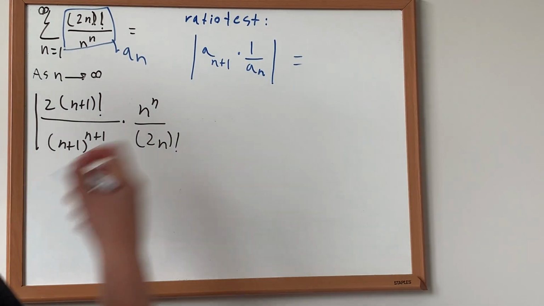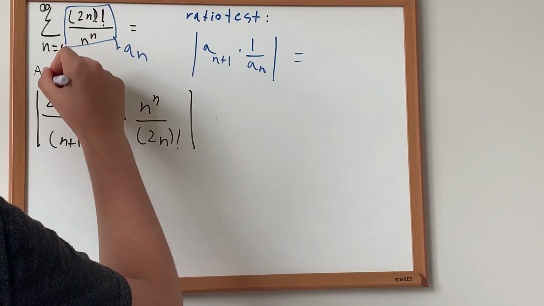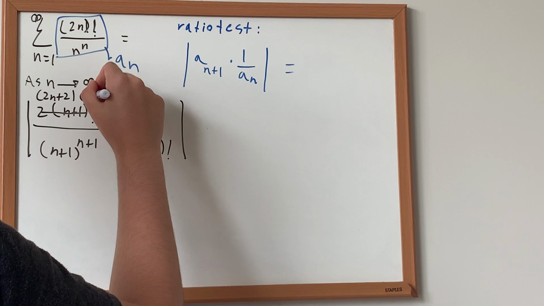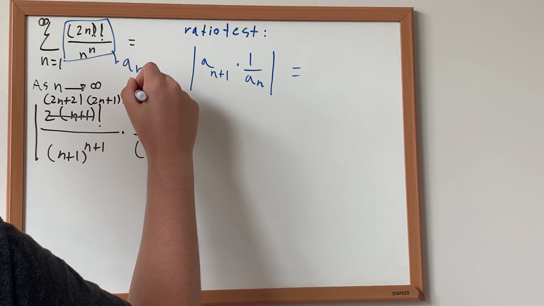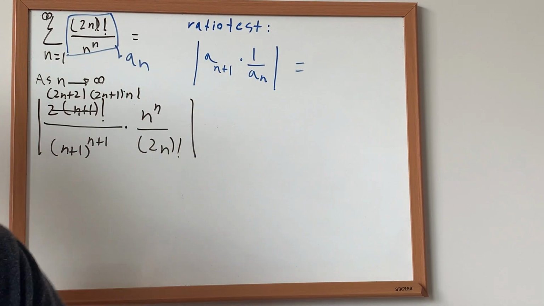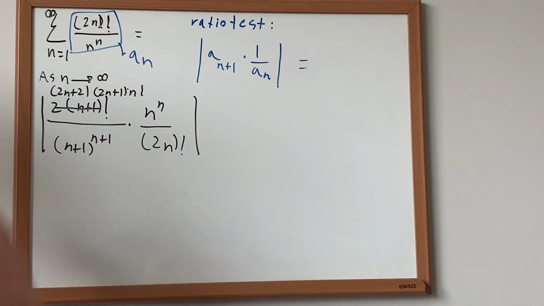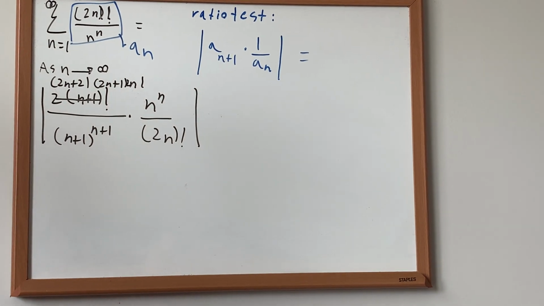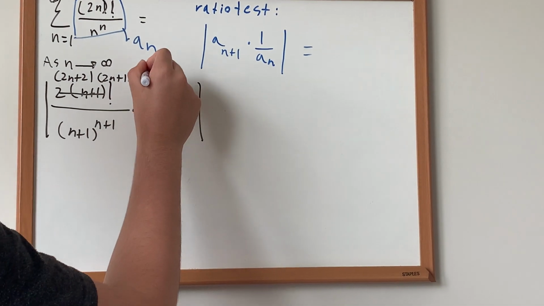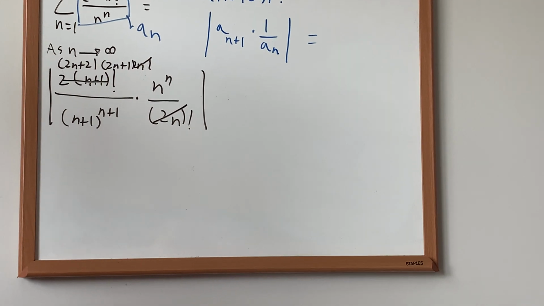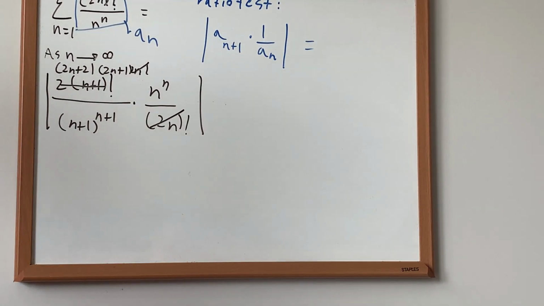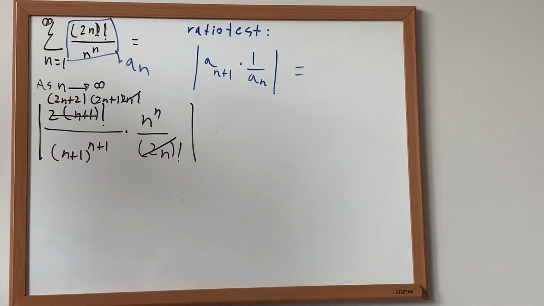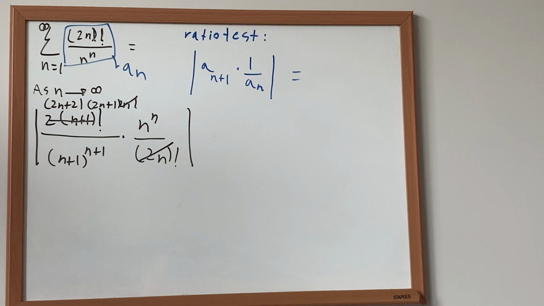(2n plus 2), so I can write this as (2n plus 2) multiplied by (2n plus 1) times (2n)!, over (n plus 1) to the power of n plus 1, times n to the power of n over (2n)!. And now you can see that (2n)! and (2n)! cancel out, and what we're left with is (2n plus 2) multiplied by (2n plus 1) over (n plus 1) to the power of n plus 1 multiplied by n to the power of n.